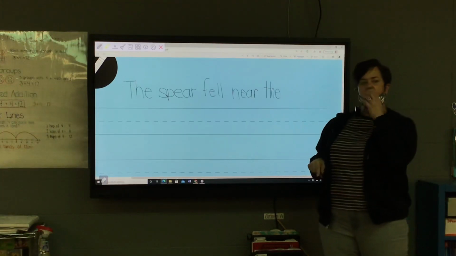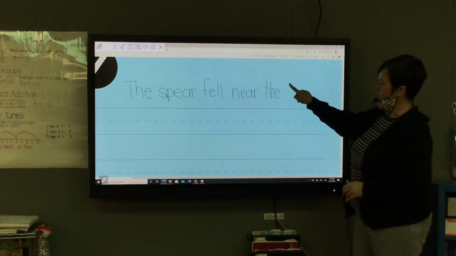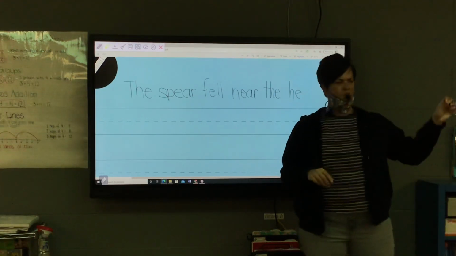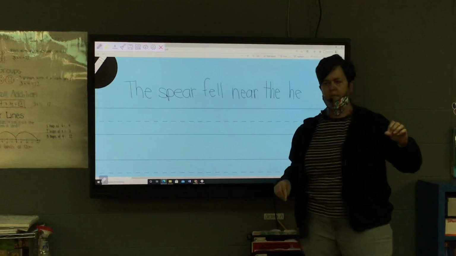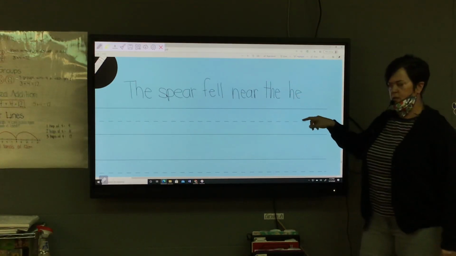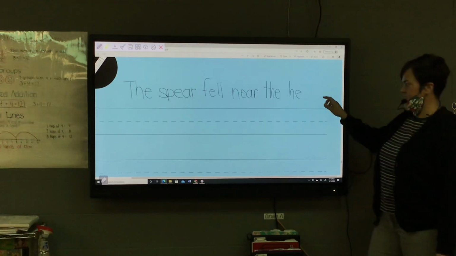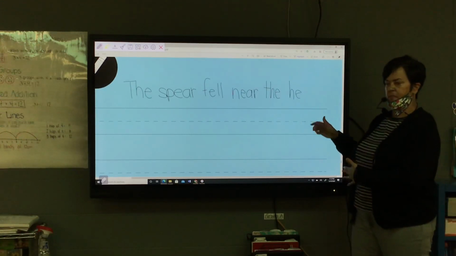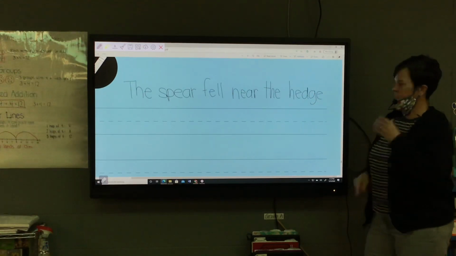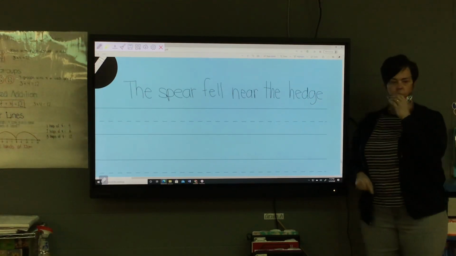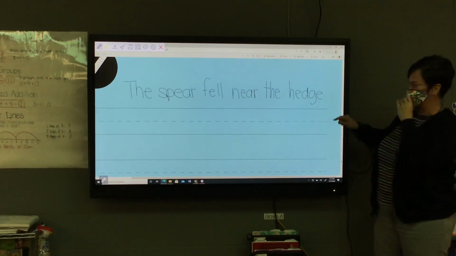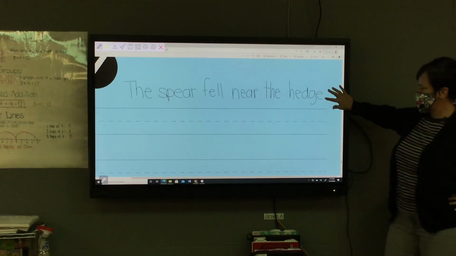Our last word is hedge. What about the j in hedge? Eight. Is this a short or a long vowel? Short. It's short, so what does the rest of this need to have? D-G-E. Am I done? No. Why? Because you have to put a period. Okay.